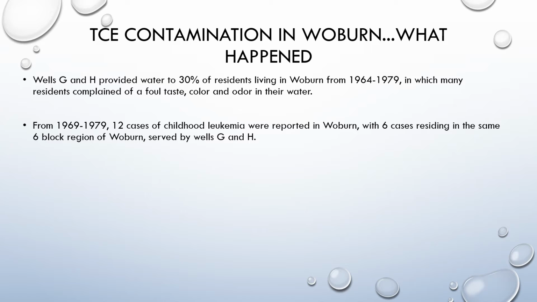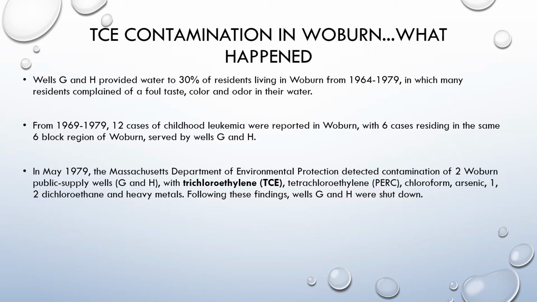Also during this time, 12 cases of childhood leukemia were reported in Woburn, and 6 of these cases were reported within the same 6-block region of Woburn that was serviced by wells G and H. Well, as it turns out, in May 1979, the Massachusetts Department of Environmental Protection detected contaminants in wells G and H. For the purpose of this presentation, we will be focusing on TCE, trichloroethylene, but these other contaminants were also found in wells G and H.